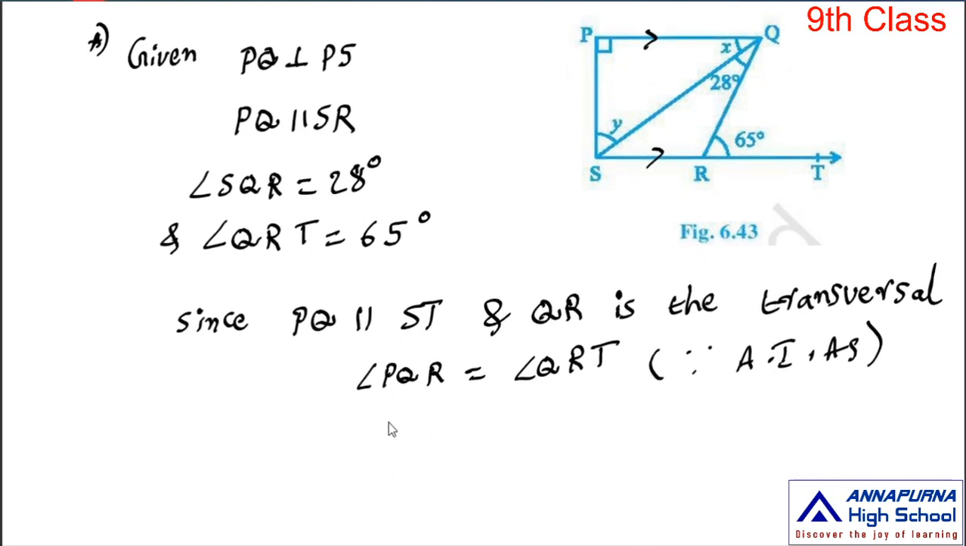See the figure. Angle PQR means x plus 28 degrees. x plus 28 degrees is equal to angle QRT, which is equal to 65 degrees. This is the given angle.